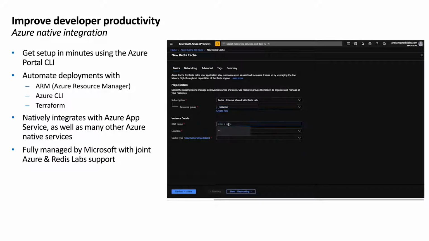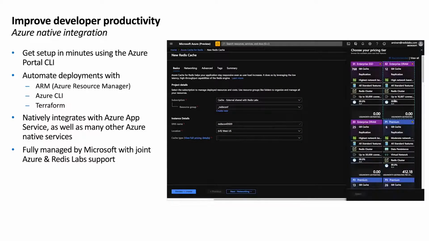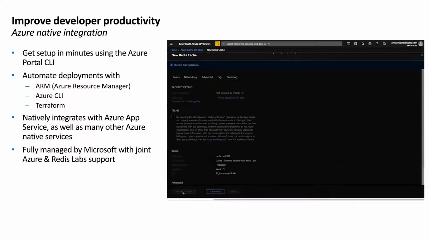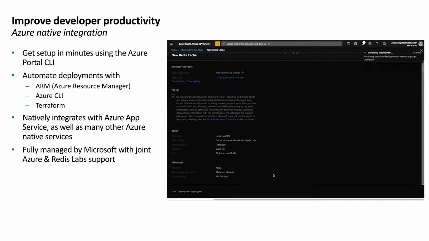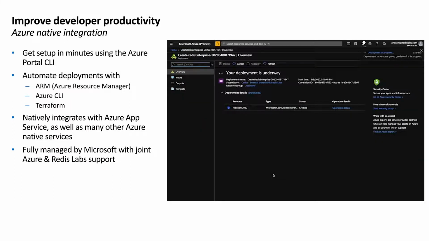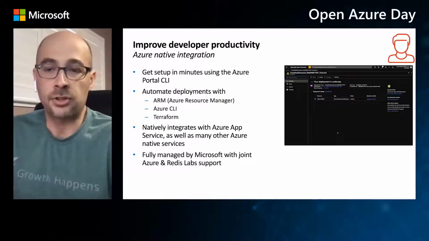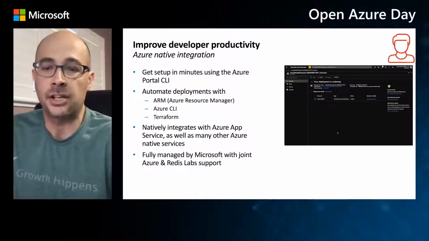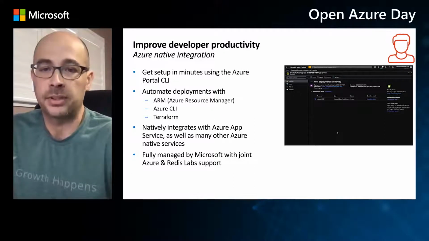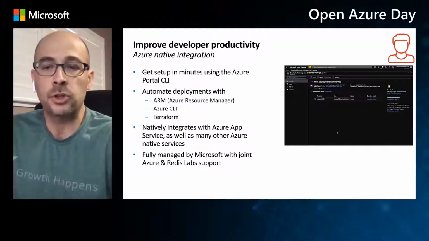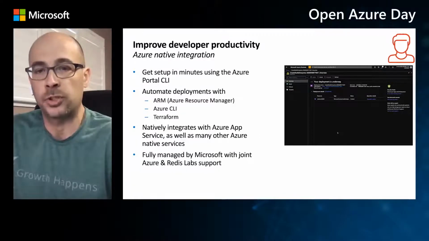First, improving developer productivity. With a fully managed service, we alleviate the need to configure servers and worry about infrastructure. We're leveraging the Microsoft Azure experience by expanding on a familiar, well-established developer toolset. Developers can deploy a new Redis instance within minutes on the Azure portal with a graphical user interface or automate their deployment using Azure Resource Manager templates, Azure CLI, or Terraform. Just like the existing Azure Cache, enterprise tiers instantly and natively integrate with Azure App Service, as well as many other Azure native services, such as Azure Spring Cloud. The Redis resource is fully managed by Microsoft with joint support from Microsoft and Redis Labs support teams.